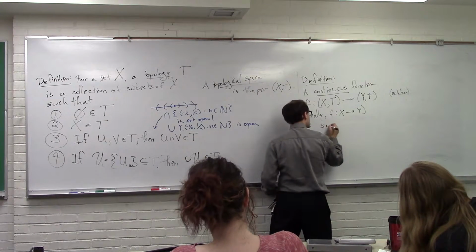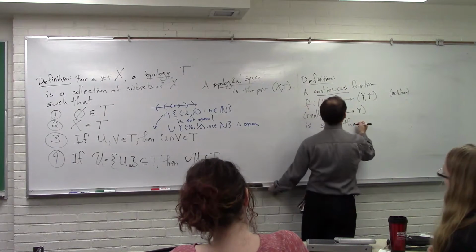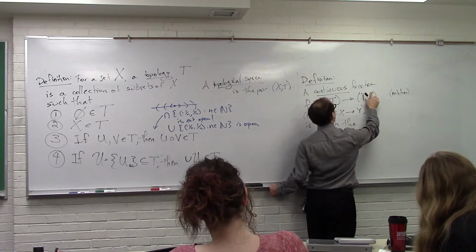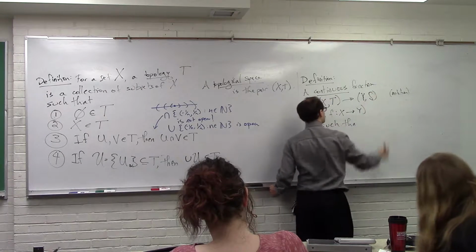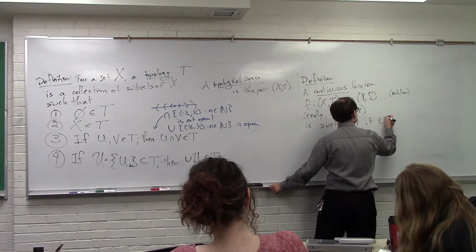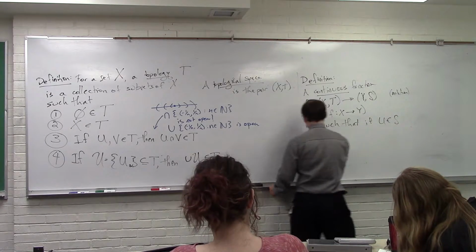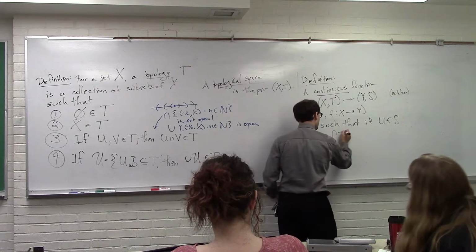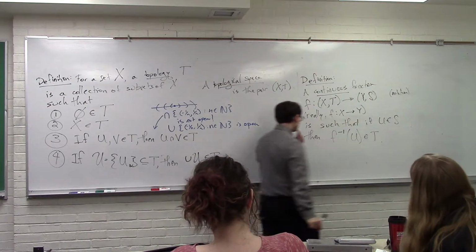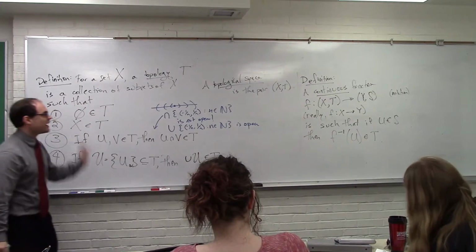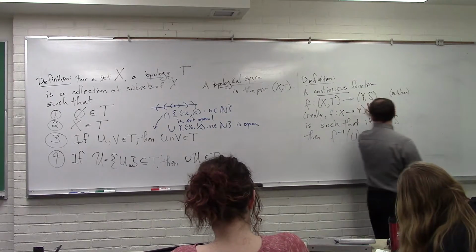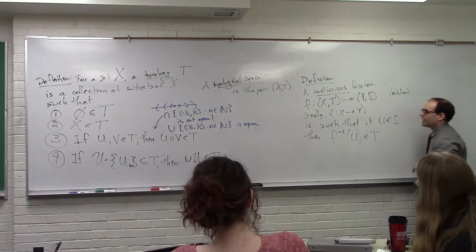It's such that, this is a different topology on Y, call this S. All right, such that if U is in S, then f inverse of U is also in T. Put another way, whenever I have an open set in the codomain, its pre-image is open in the domain.